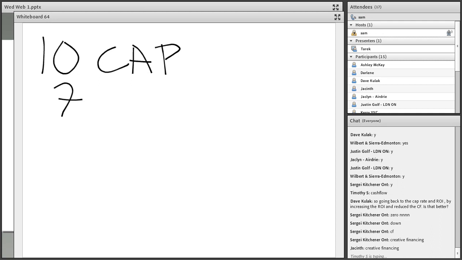So roughly, as a rule, we can go as high as 7 for creative financing, and still profit, right? Now this is the interesting thing. More important than cash flow itself, because cash flow is a function of cap rate and creative financing. And when I put CF here, I mean creative financing, I don't mean cash flow, okay? So 7% creative financing.